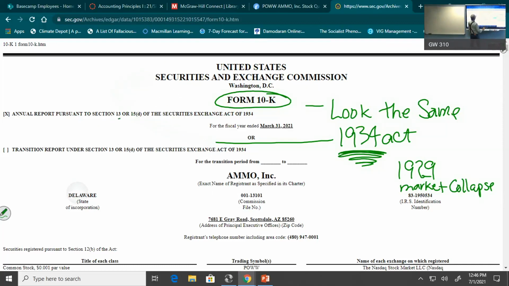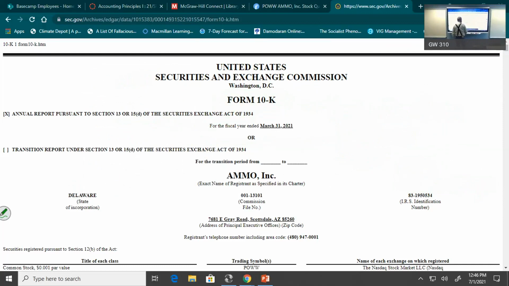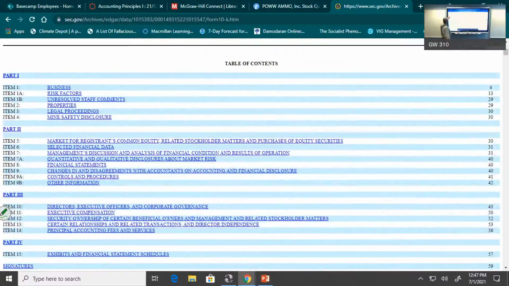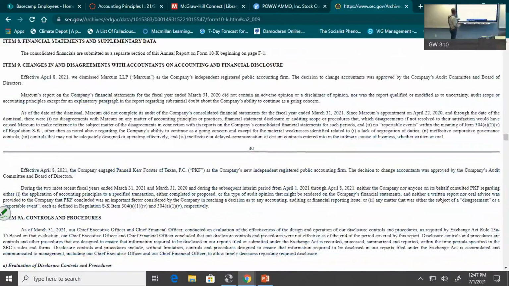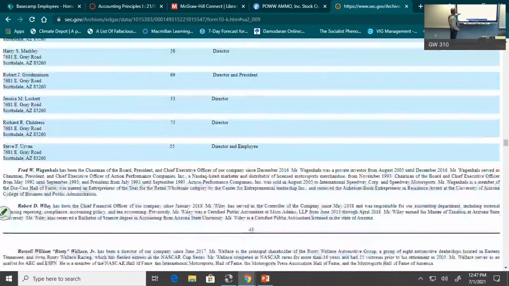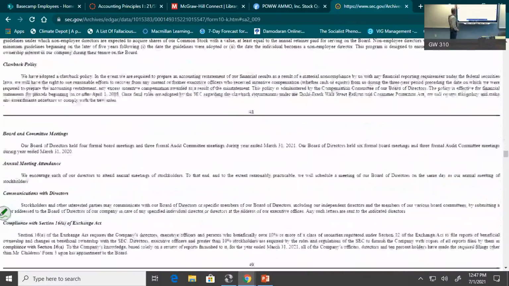Section 13 or 15D of the Securities and Exchange Act of 1934. Okay, that's where all this comes from. And for you and I, they're incorporated in Delaware like most companies. Look at here. Properties, financial statements, item 8. Okay? Controls and procedures, it'll tell you all kinds of different stuff. And then it gets to the financial statements, I hope.